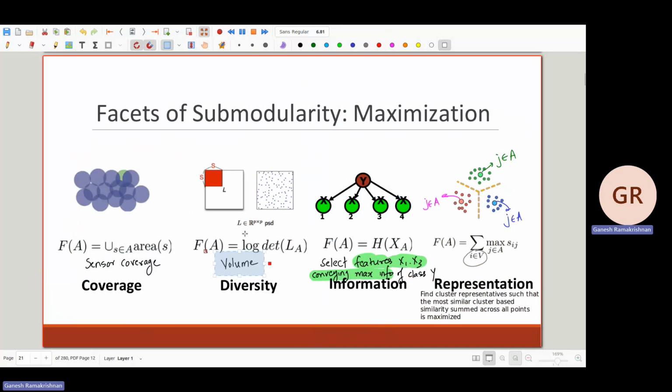In fact, that comes through the determinant. So the log of the determinant is going to be representative of the volume of the tightest bounding polyhedron for the subset of points.